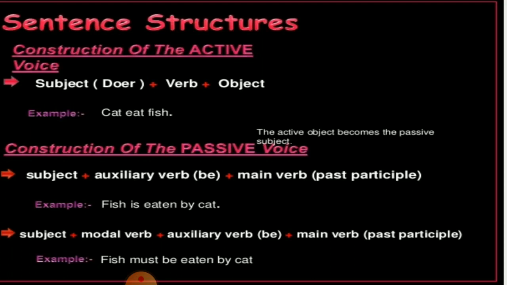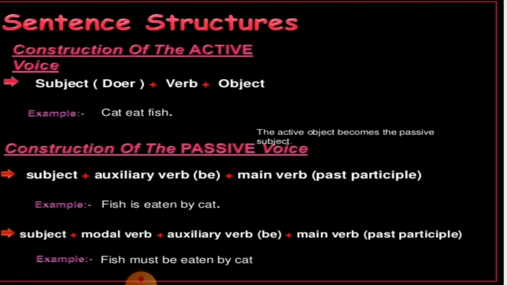Now see how it can be formed. Fish is your object in your active voice. So fish, then you have to use auxiliary form, that is be form. So here we have taken is or are you have to use. So fish is singular, so you have to use is. Then eat, ate, eaten. So eaten is your V3 form, so you have to use that. And by cat, your subject of active voice will become your object of passive voice.